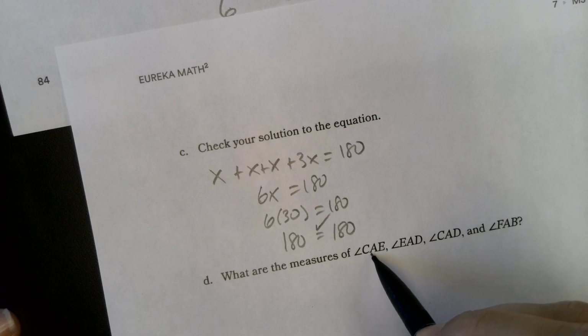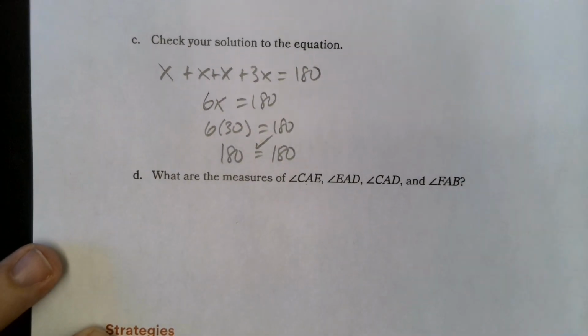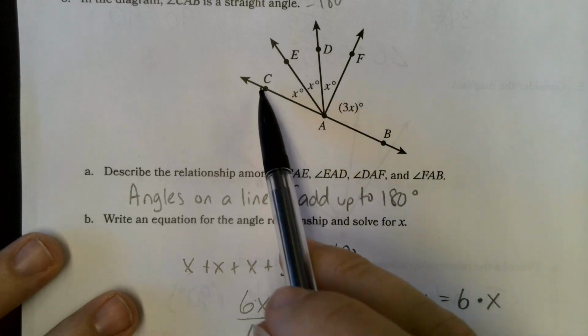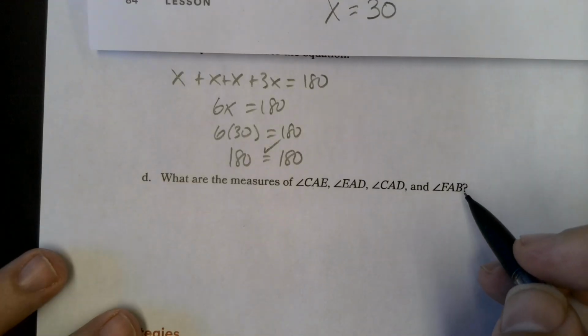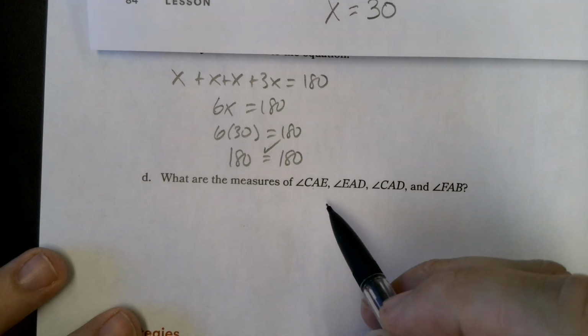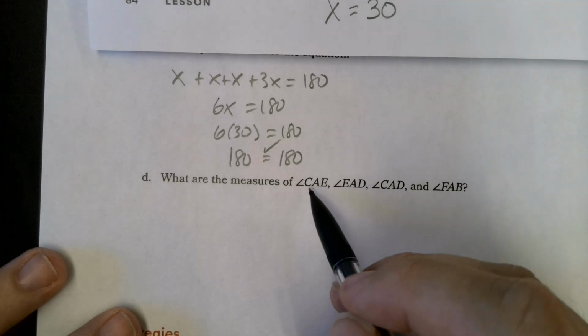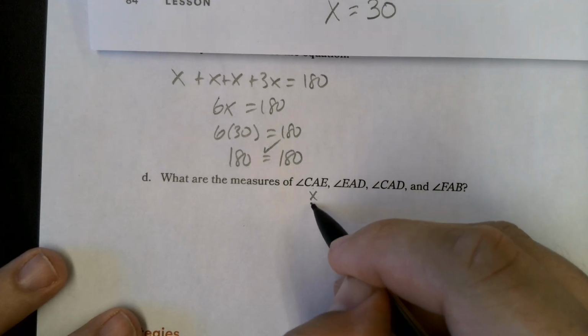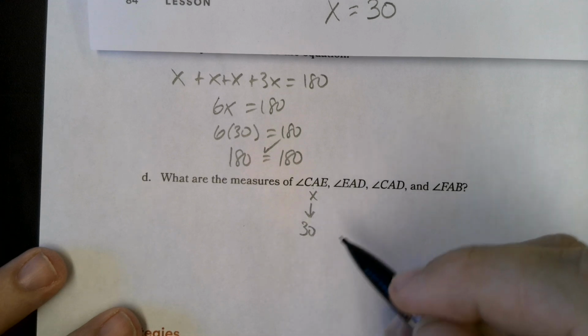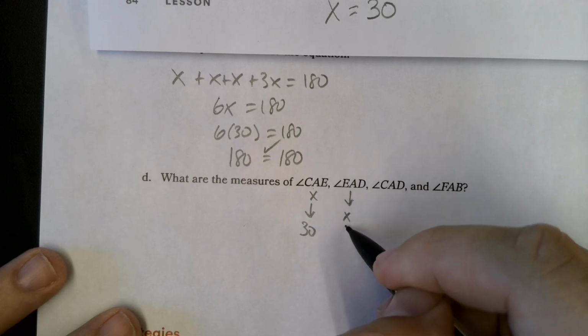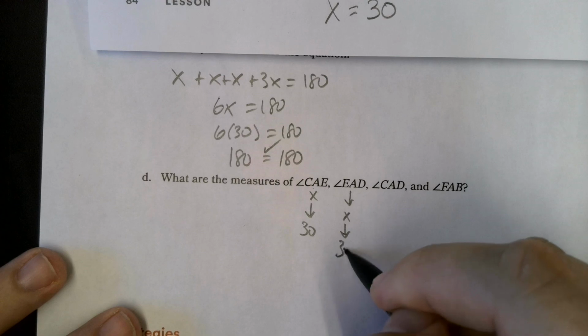For the measures of the angles, well, we know that the first three, CAE, EAD, and DAF, they're all just x. Okay. So I have CAE, which is x, so that means it's 30. EAD is x, okay, which is 30.